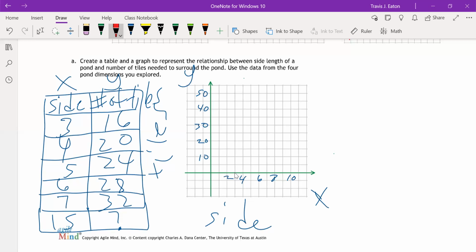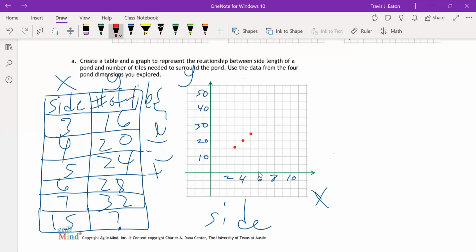So I'm going to go right between 2 and 4. And a side length of 3 had 16. So here's 10. That would be 15. That's 20. So I go back to about there, I think. 4 would require 20 tiles. So over to 4 and up to 20. 5 would require 24. Well, there's 25. So it'd be just slightly below that.